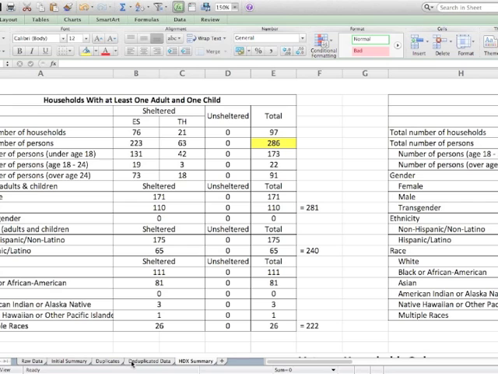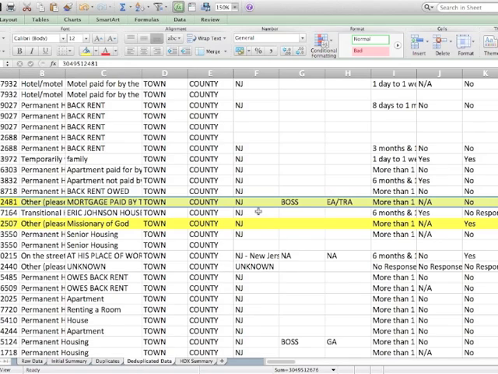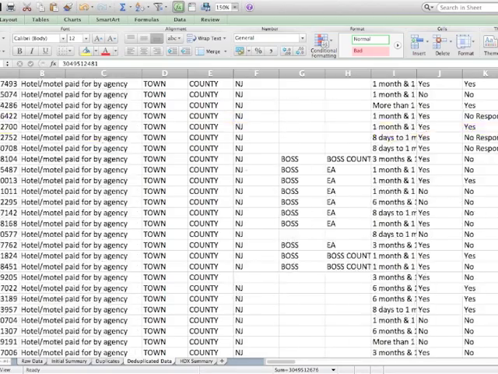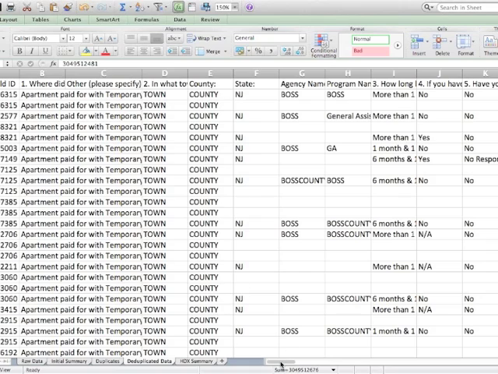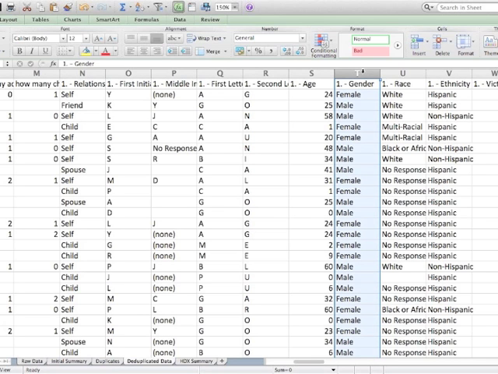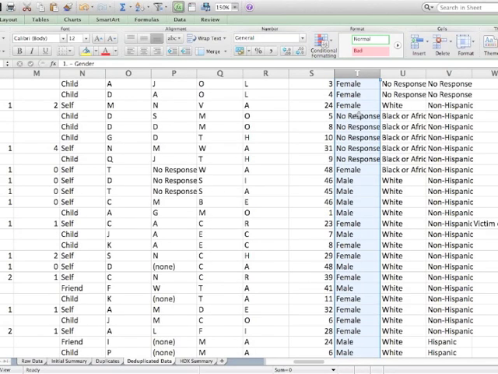And I'm just going to take you quickly back. If you look down at the bottom, I'm going to go to the De-Duplicated Data tab, and I'm going to scroll up and go over to the gender. And so in column T, which is gender, I'm going to scroll down, and you'll notice that right here we have a set of surveys that have no response for gender.